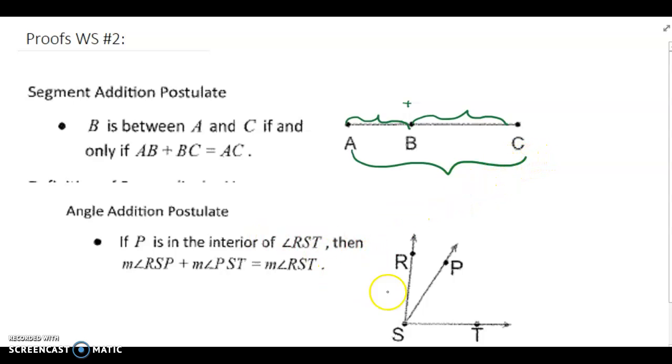Likewise, the angle addition postulate tells me that I can add this angle here plus this angle here, and it's going to equal this entire big angle here. Those are the only two things. All right, so let's do a couple examples together, and then you guys can do the rest of the sheet on your own with your classmates.